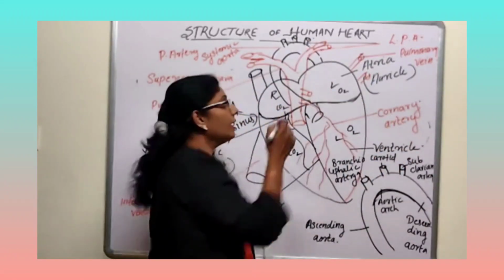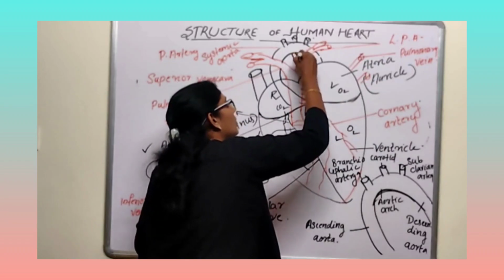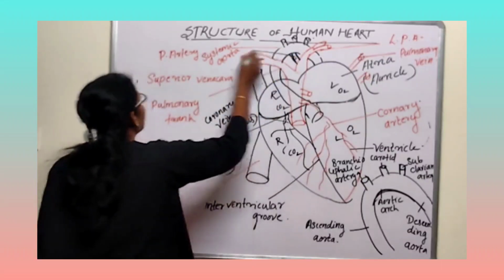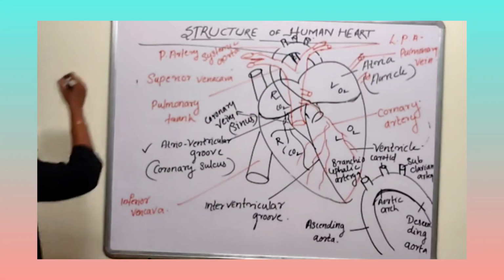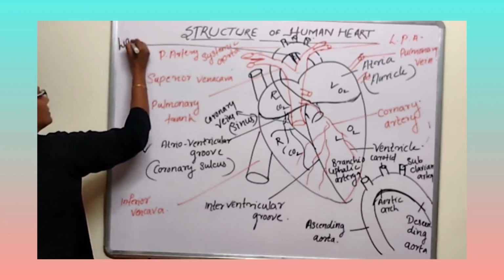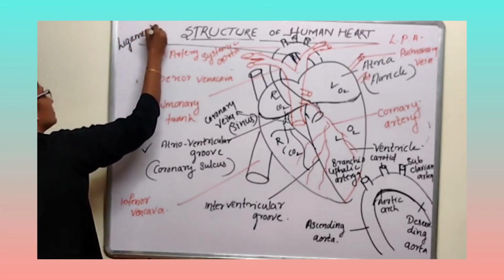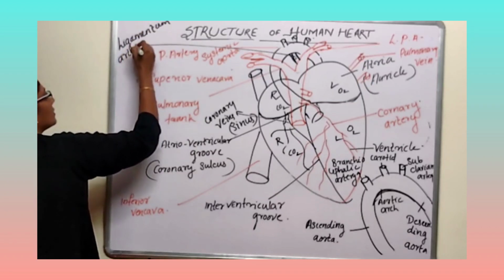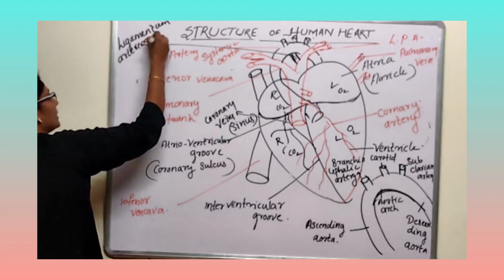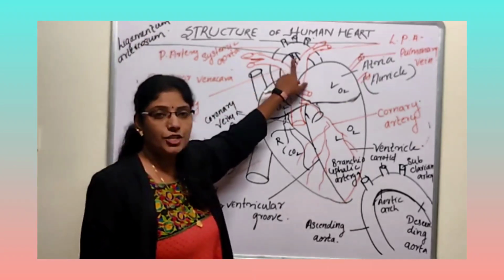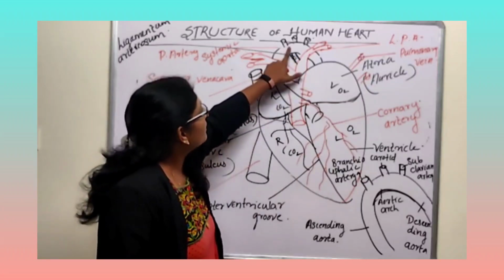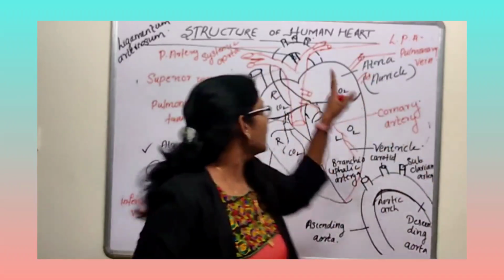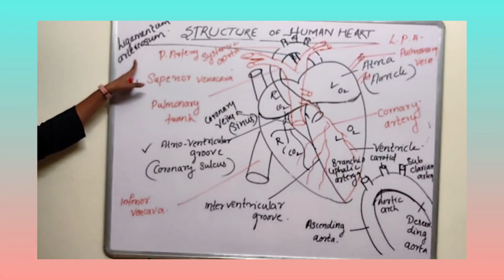Now one more thing you have to tell. We studied this pulmonary trunk, and this is systemic aorta. In between these, one connection is there. The name of the connection is ligamentum arteriosum. Where is it located? Between the systemic aorta and pulmonary trunk, there is a connection. That connection is called the ligamentum arteriosum.